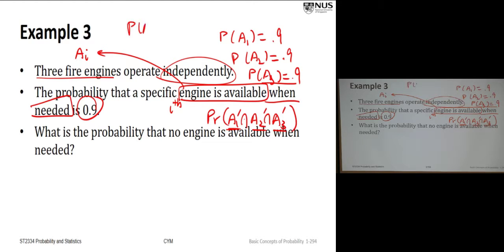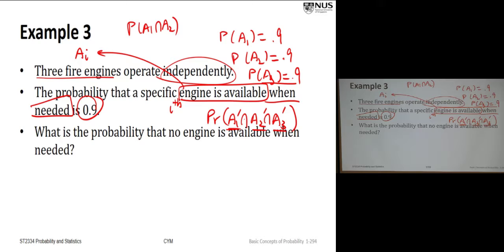Then how about this one? The first 2 machines, A1 and A2, are both available at the same time. So what is this probability? Is it 0.9? Or 0.9 plus 0.9? Or 0.9 times 0.9? Or 0.9 divided by 0.9? Just multiply? Or 0.9 minus 0.9? But you must be able to answer why.